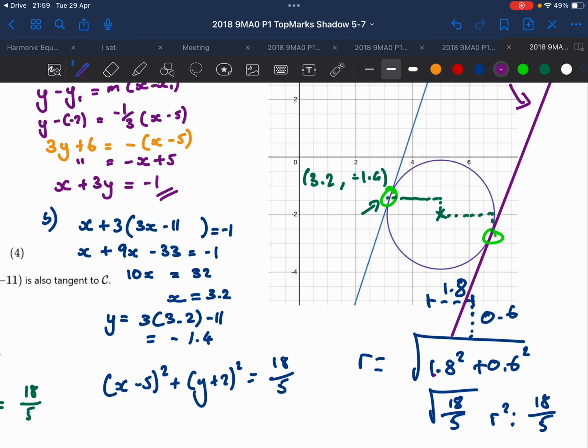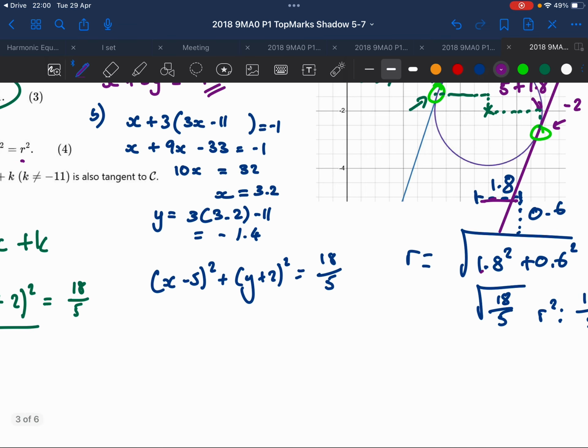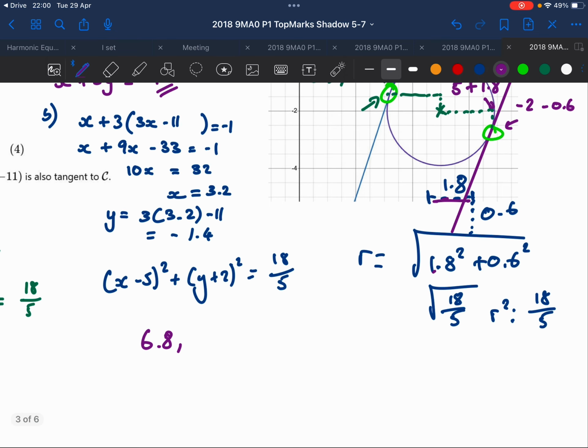So this was 5, so I'm going to do 5 plus, in fact, it's these numbers from before. Do you see these ones here? So I'm going to do 5 plus 1.8 to get the x part of that value. And over here, I'm going to do −2, and then go down another 0.6. So I feel quite confident to say that a point on the line would be (6.8, −2.6).